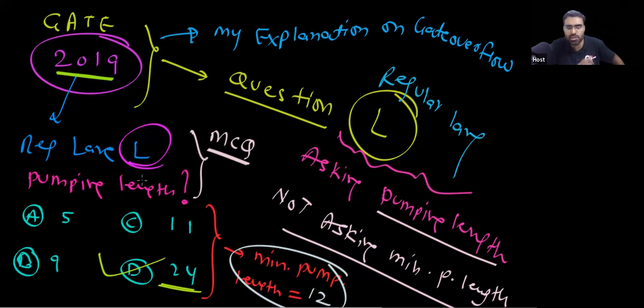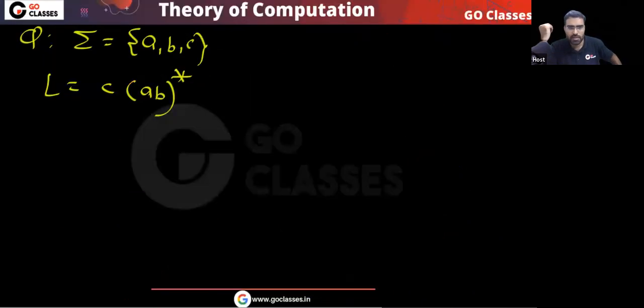You don't have to solve the question. Without solving it, you can say the answer will be 24. Anyway, let's move on now. Don't worry, this question we are going to solve in future. Now finally, for this question, for this language, we have found the minimum pumping length, that is 3. Okay, let's move on now.